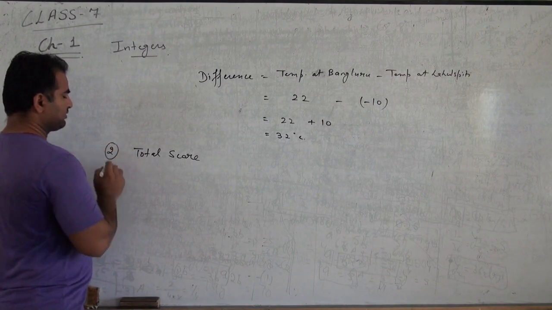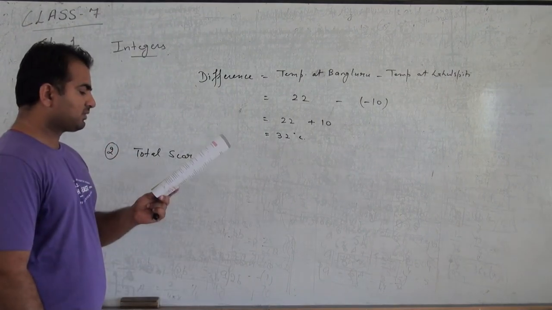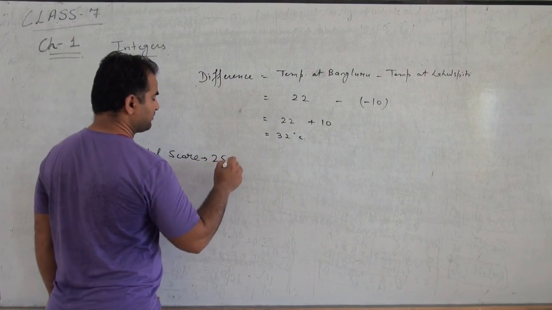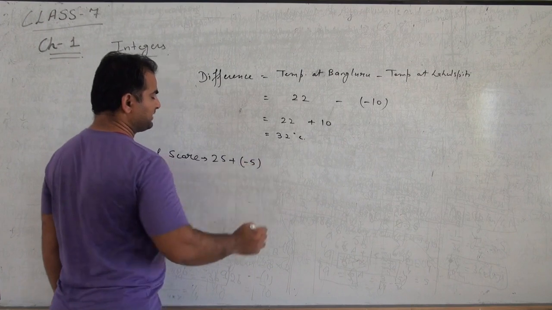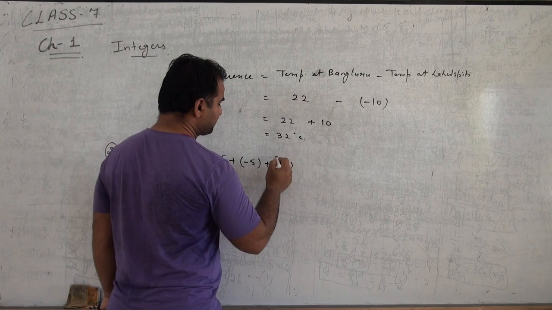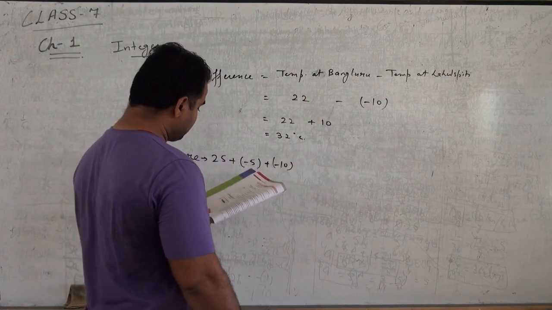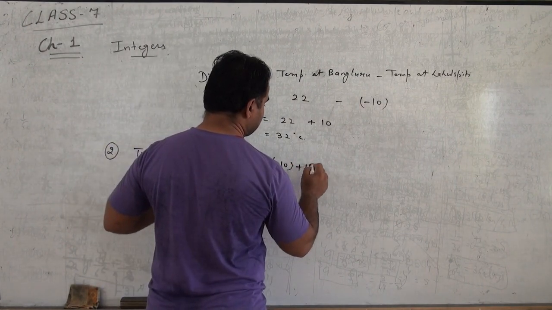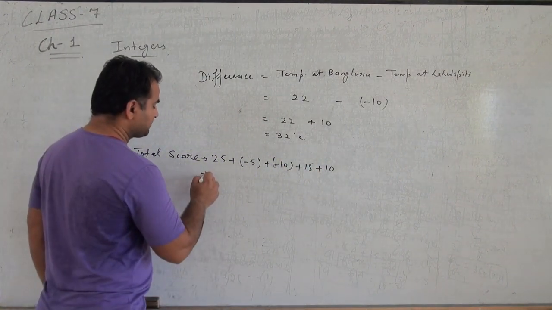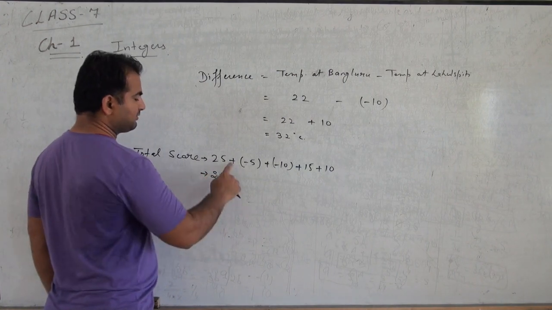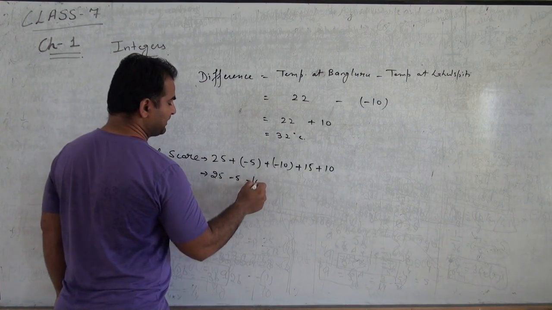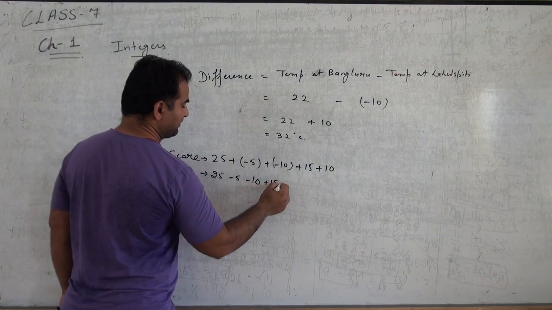This is question number 2. Total score will be 25 plus minus 5. Then again it is minus 10. Then 15 and 10, plus 15 and plus 10. Now what we will do is convert the signs. What is plus into minus? It is minus. What is plus minus? It's again minus. Plus 15 and plus 10.